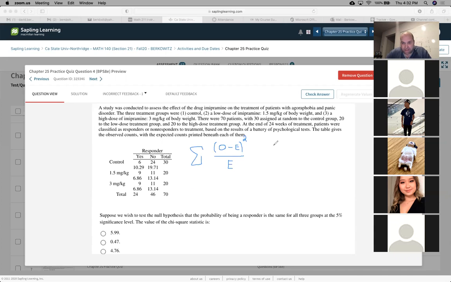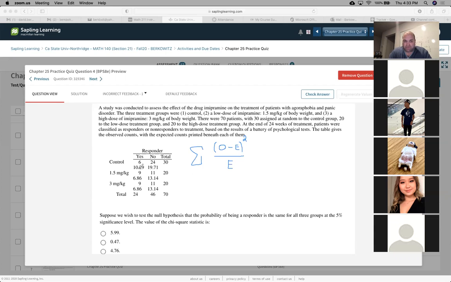It's not O minus, it is O minus E squared divided by E, but it's not sigma times that. The sigma is telling you to add them all. Do it for the first one, the second one, the third one, the fourth one, the fifth one, the sixth one, and then add them all together. So let's see if I can do it in my head and get a rough estimate.